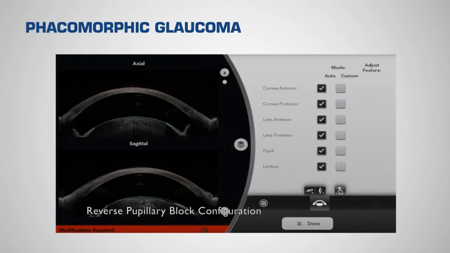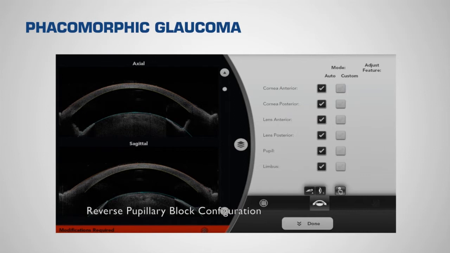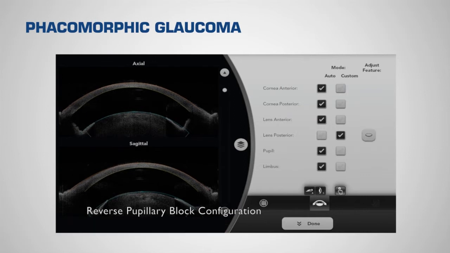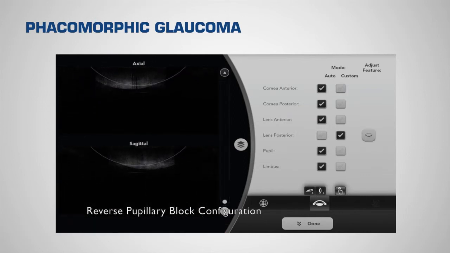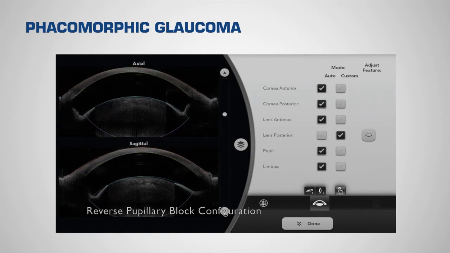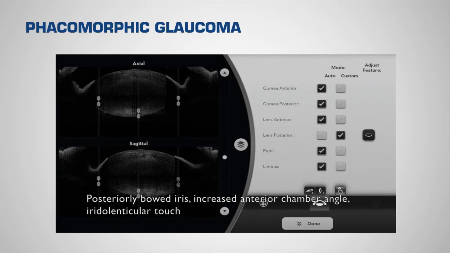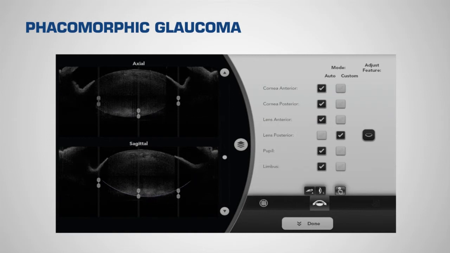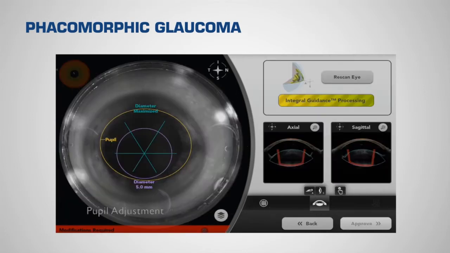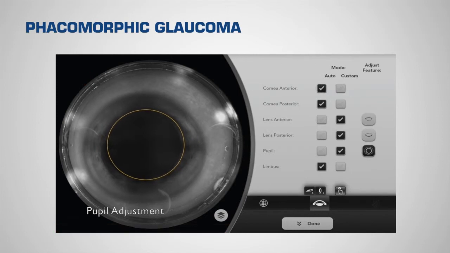On the femtosecond laser, anterior segment OCT imaging indicated that the patient had gone into reverse pupillary block configuration. There was a posteriorly bowed iris, increased anterior chamber angle, and iridolenticular touch. She also complained of a discomfort in her eye at this point. Due to this distortion of the anterior chamber anatomy, several adjustments were required to confirm the lens boundaries, accurately identify the pupil landmarks, and the capsulotomy was custom centered.